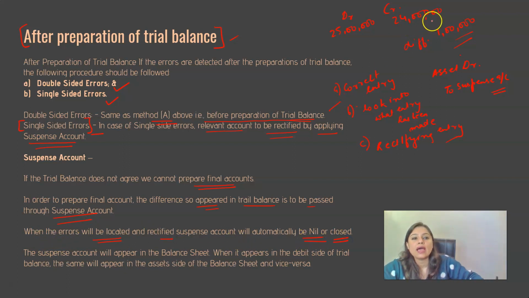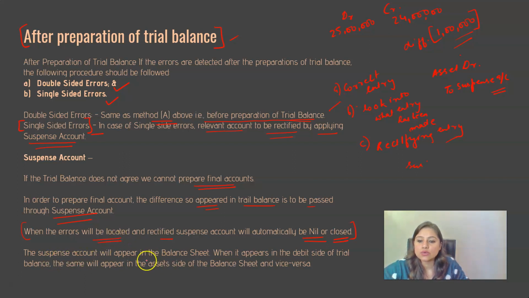Like I said, as we identified the difference of 1 lakh, this difference will be moved to the suspense account. Once you start identifying the errors and passing the rectifying entries, eventually this difference will be brought down to nil, and thus we will close the suspense account, which results in matching the debit and credit balances of the trial balance. Hence, the company can move on to preparation of the final accounts.